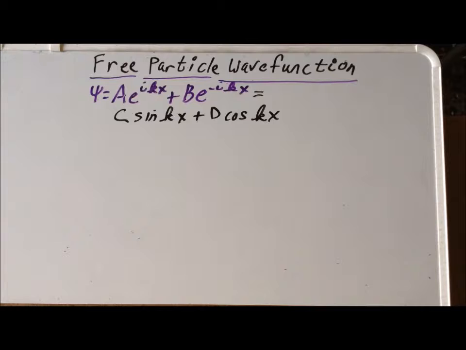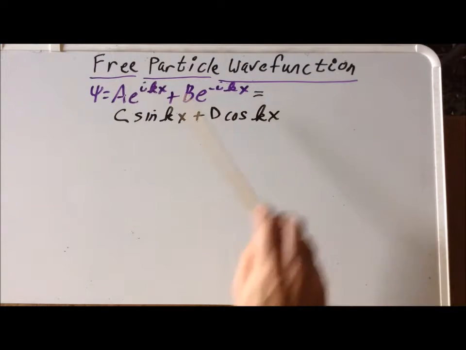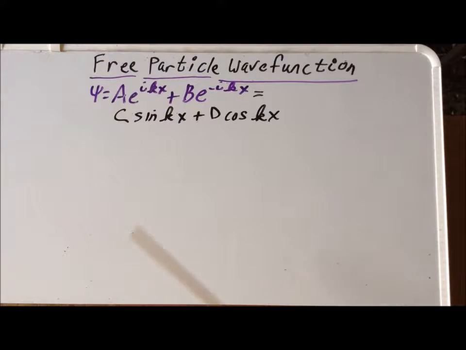Hello. In this video, we are going to transform a free particle wave function that is originally written in an exponential form and then write it in a trigonometric form. The reason why we want to do this is that when we derive the free particle wave function for the particle in the box, it is simply easier to do in the trigonometric form than it is to do in the exponential form.